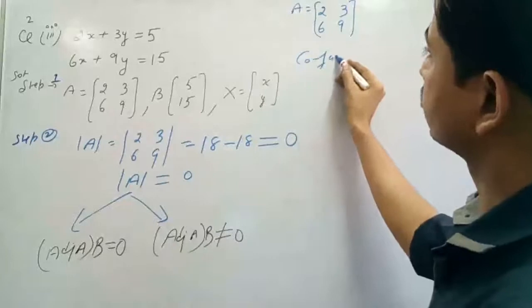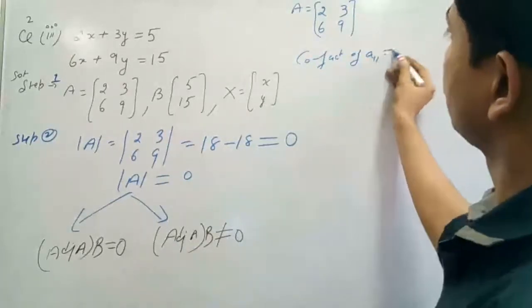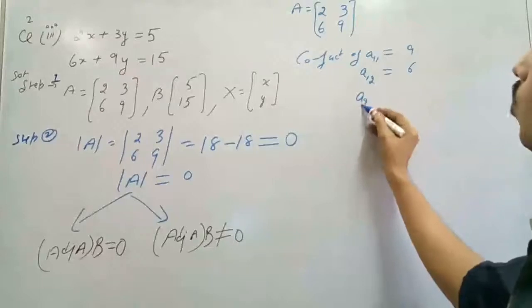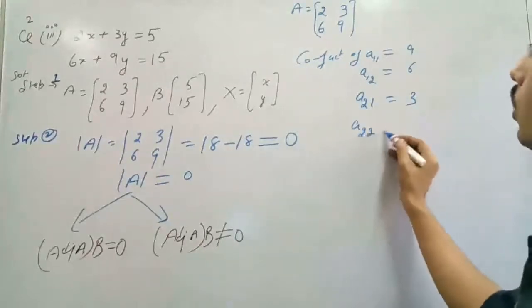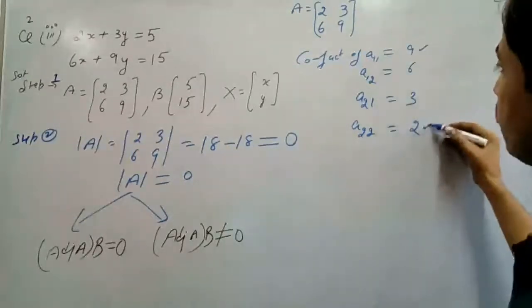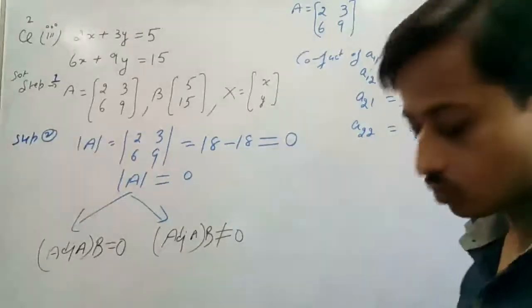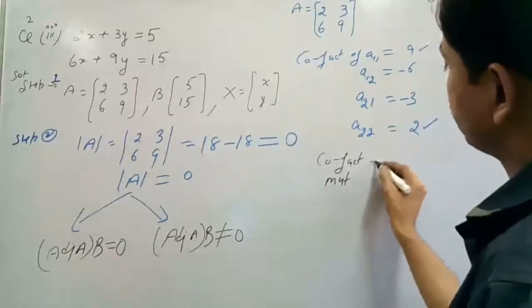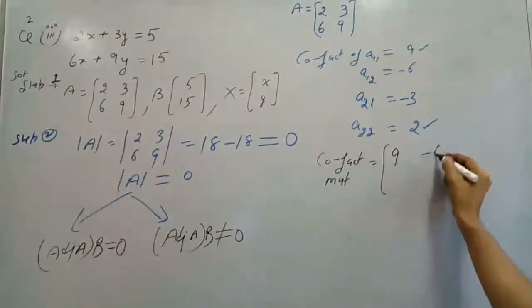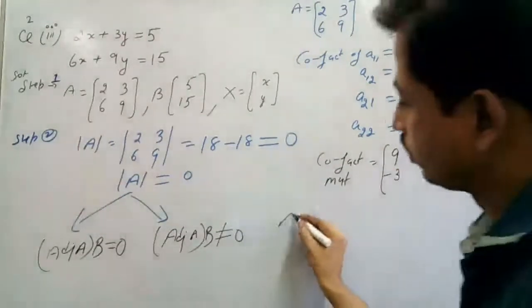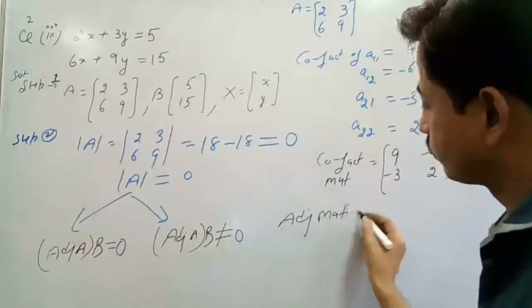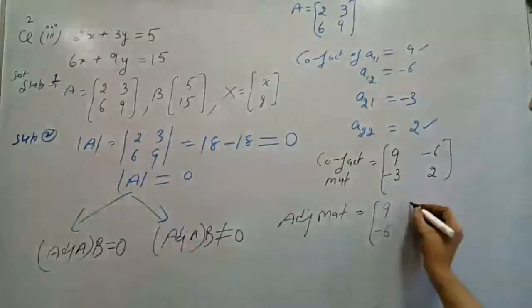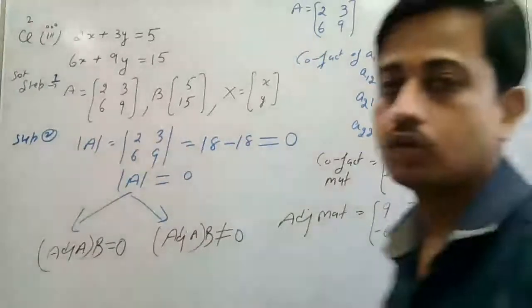Now calculate cofactors of A11. A11 is 9. A12 is 6. A21 is 3 and A22 is 2. Now these remain the same and we have to change the elements to negative, negative. So we get a cofactor matrix. Cofactor matrix is 9, minus 6, minus 3 and 2. Now what is adjoint matrix? We have to do transpose. So if we do transpose, 9, minus 6 and this becomes minus 3 and 2. So we get adjoint.